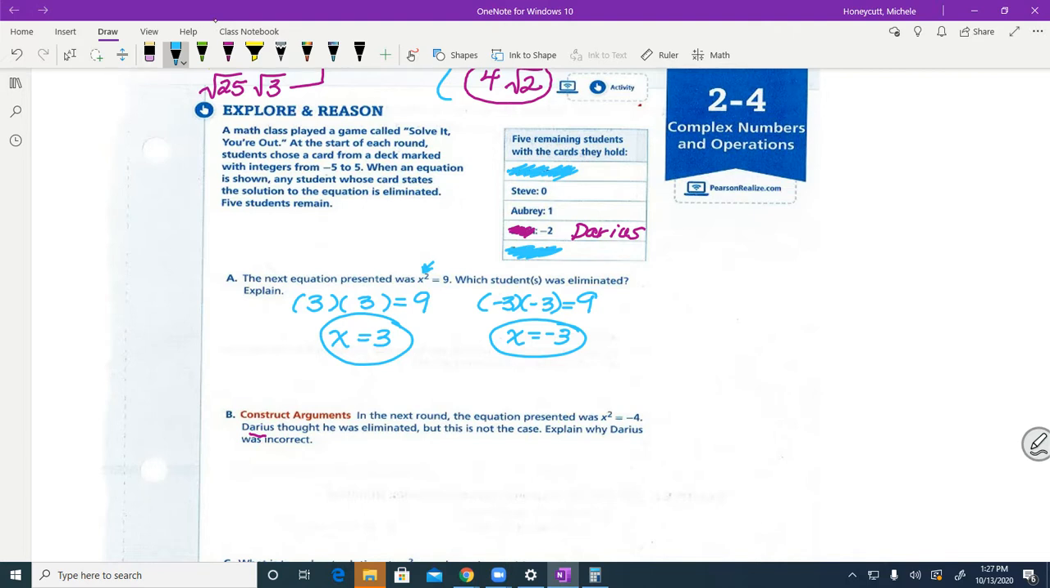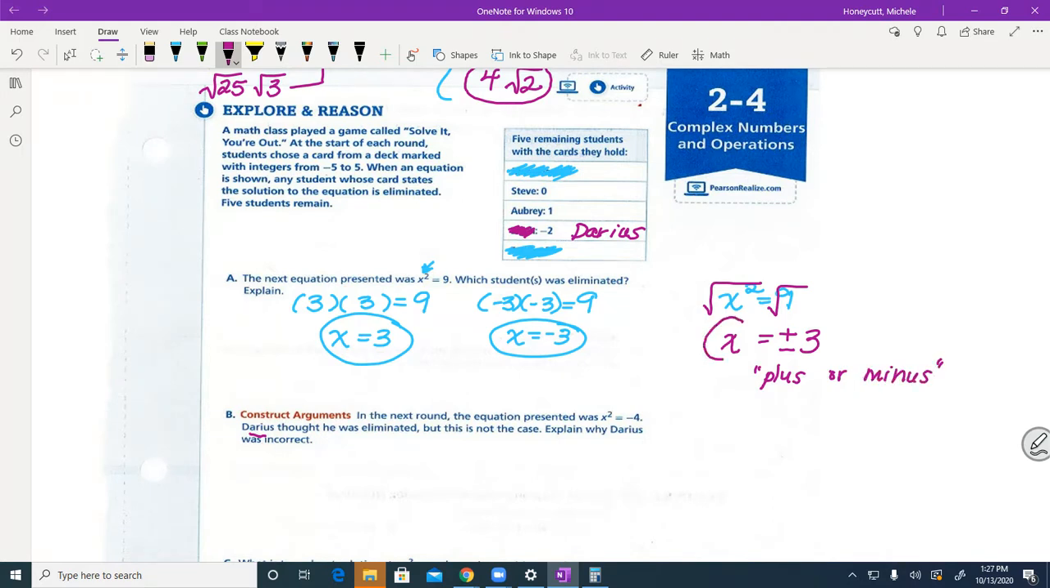Now, if I were to solve this by hand, I would have x squared equals 9. Then to undo a square, I can take the square root of both sides. The square root of x squared is x. The square root of 9, we just saw, is positive 3 or negative 3. So I'm going to use this symbol, a plus over a minus. And will you say that out loud as plus or minus?